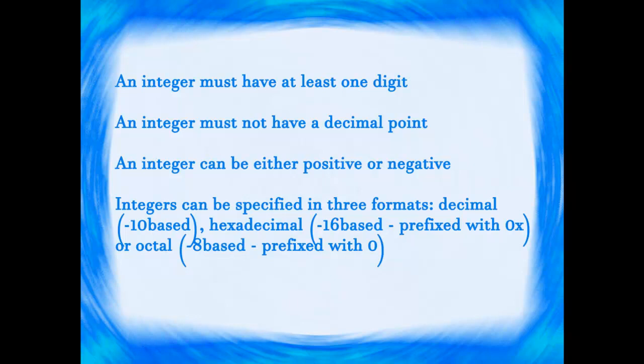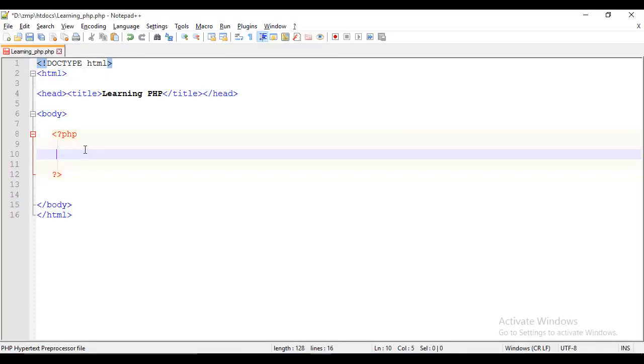Integers can be specified in three formats: decimal, which is 10 based, hexadecimal, which is 16 based, prefixed with 0x, and octal, which is 8 based, prefixed with 0. In the following example we will use an integer, and the PHP var_dump function returns the data type and the value of this integer.